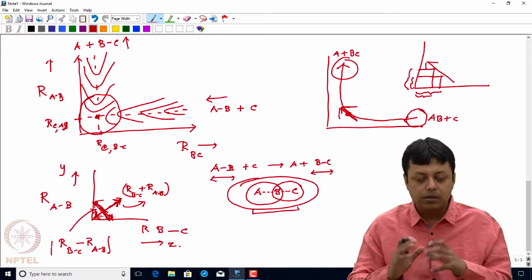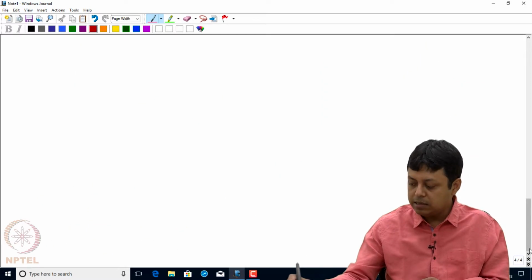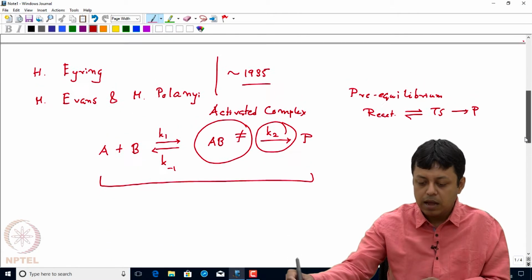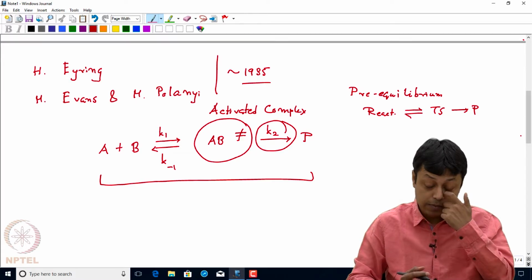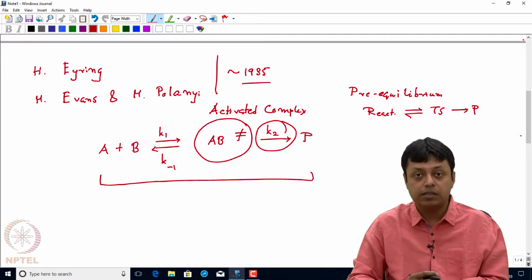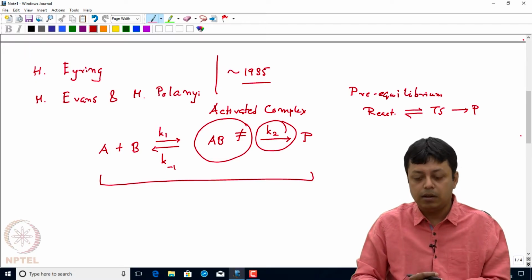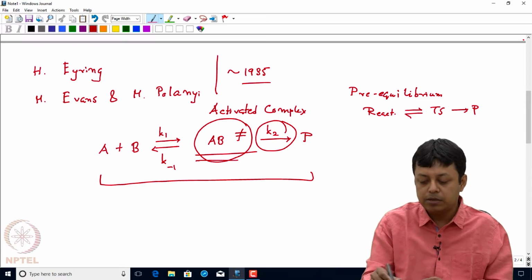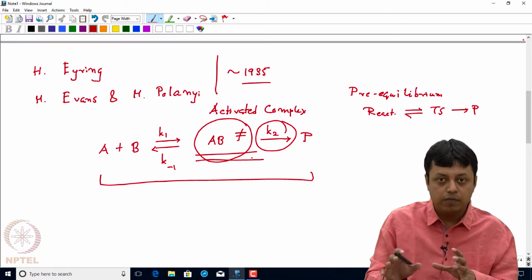Now the question that Eyring, Polanyi and Evans asked is, if I have this kind of situation, then I can actually apply statistical mechanics to understand what is the frequency of this vibration and what are the statistical properties of this vibration. This comes from the very fundamental assumption that there exists a pre-equilibrium, and we are talking about all the statistical properties of this molecule, which is AB dagger.